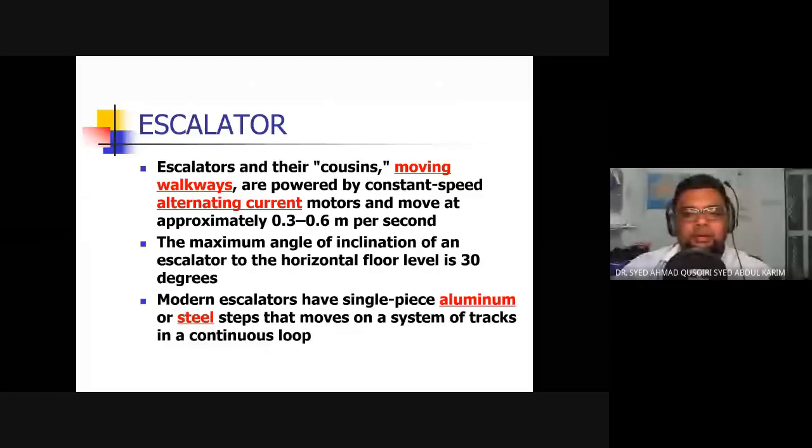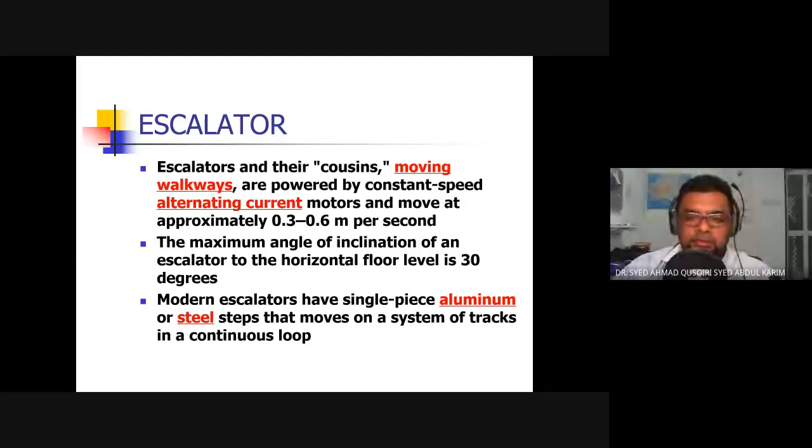Escalators and their cousin, the travelators, use electricity and move at 0.3 to 0.6 meters per second. The maximum angle of inclination is about 30 degrees, sometimes more depending on the design. Modern escalators have single-piece aluminium or steel steps that move on a system of tracks in a continuous loop. So this is the difference between escalators and travelators.